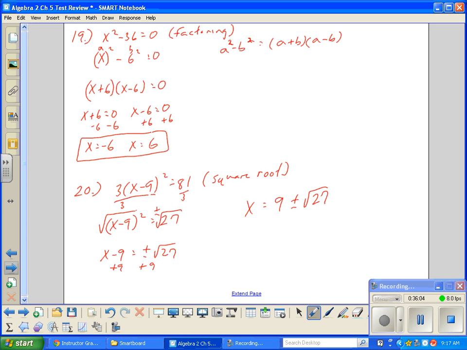And then to be as simple as possible, we can simplify the 27 underneath the radical, which 27 is 9 times 3. And 9 is 3 times 3. So that means 9 has a square root, which is 3. So the 3 comes out. So x equals 9 plus or minus 3. And then there was 1 3 that stayed by itself. So 3 square roots of 3.